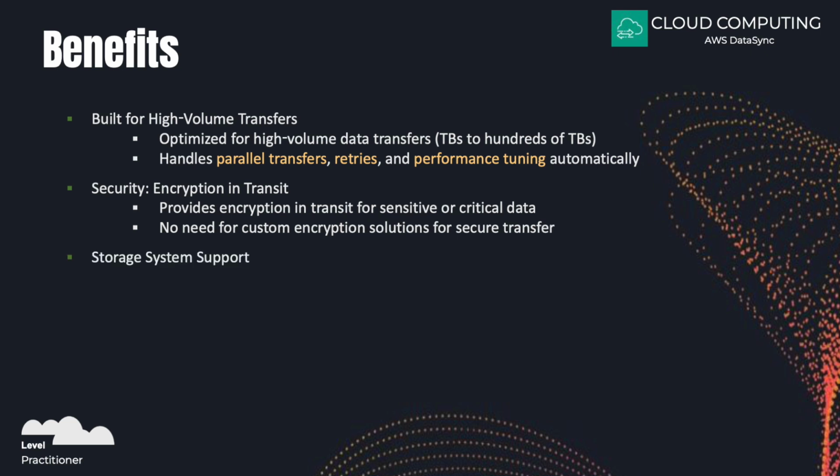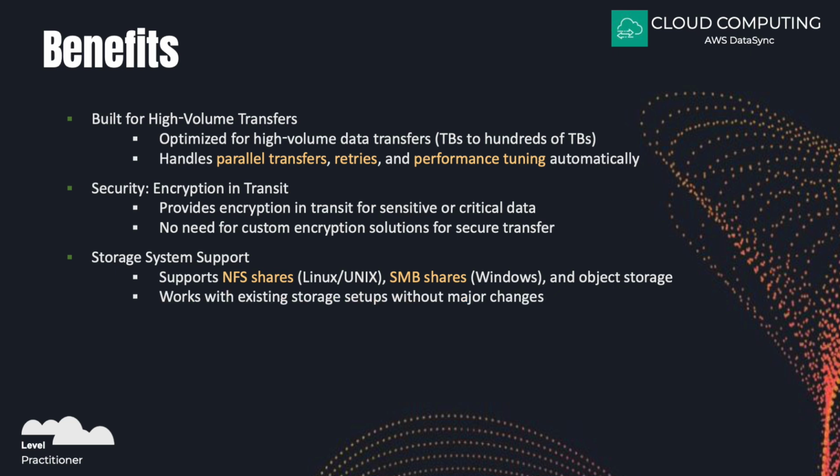Next, DataSync supports different types of storage systems. For example, you can use it with NFS shares, which is very common for Linux and Unix environments. You can use it with SMB shares, which are typically used by Windows file servers, and you can also use it with object storage systems. This flexibility means you don't have to change how your source storage is set up. DataSync can usually plug into what you already have and start moving the data out to AWS.